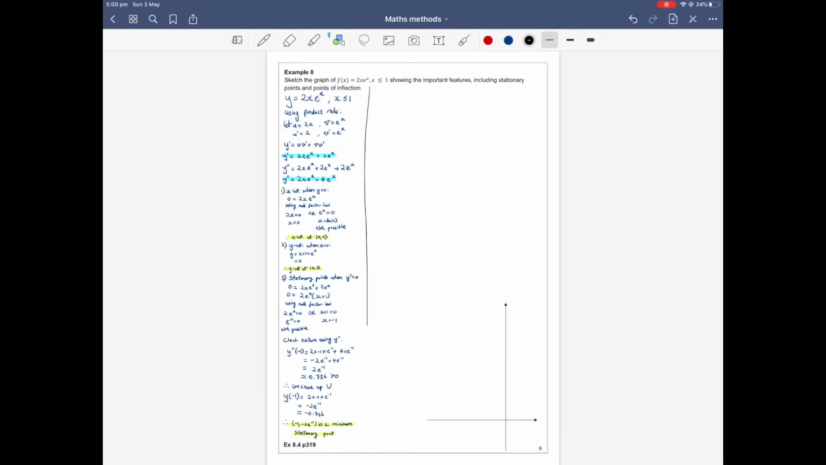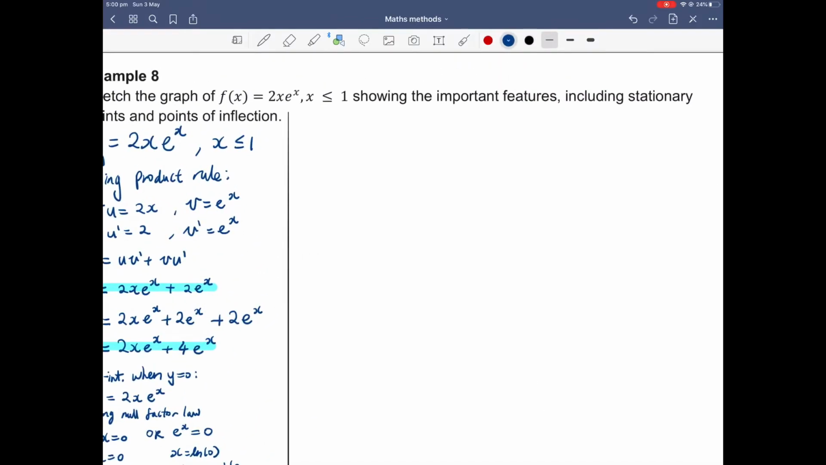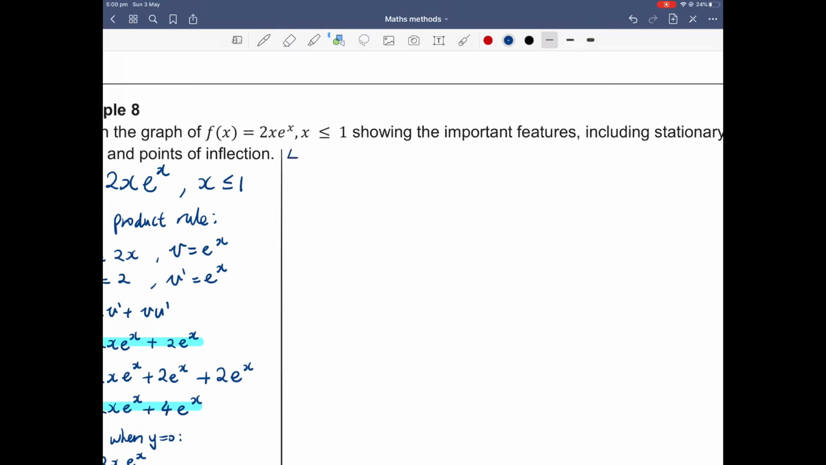Let me just draw a border so we can write a bit more. Okay. So step 1, x int, step 2, y int, step 3, stationary point. In this case, we only have one stationary point when x equals -1, which we know is a concave up or a happy face, a minimum, because we checked using double derivatives. Step 4 is now looking for the point of inflection. That happens when y dash dash equals 0 and the concavity changes on either side.